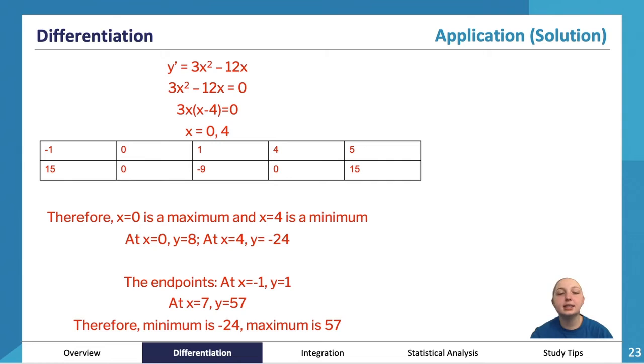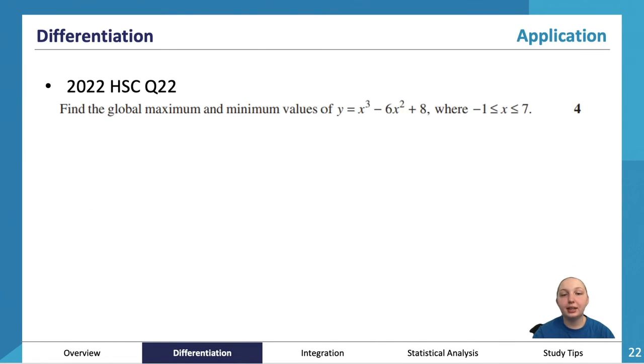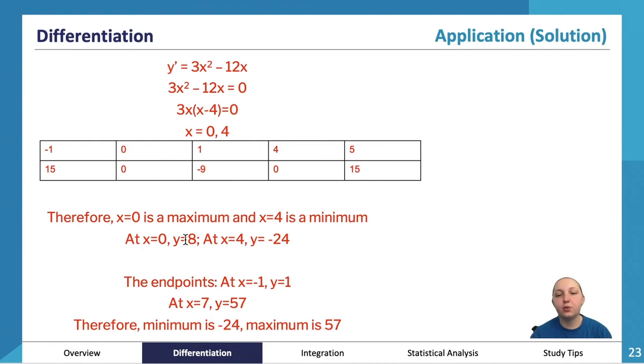It's quite symmetrical, which is nice. That doesn't always happen, and it doesn't need to happen. It just so happens to be that way because this is a parabola. So therefore we can say that x equals 0 is going to be a maximum because we've got a positive number, 0, negative number. x equals 4 is going to be a minimum because we've got negative number, 0, positive number. So then in order to find the actual points, at x equals 0, we substitute 0 back into the original equation in order to find the y coordinate that matches it. So at x equals 0, y equals 8, and at x equals 4, y equals -24.